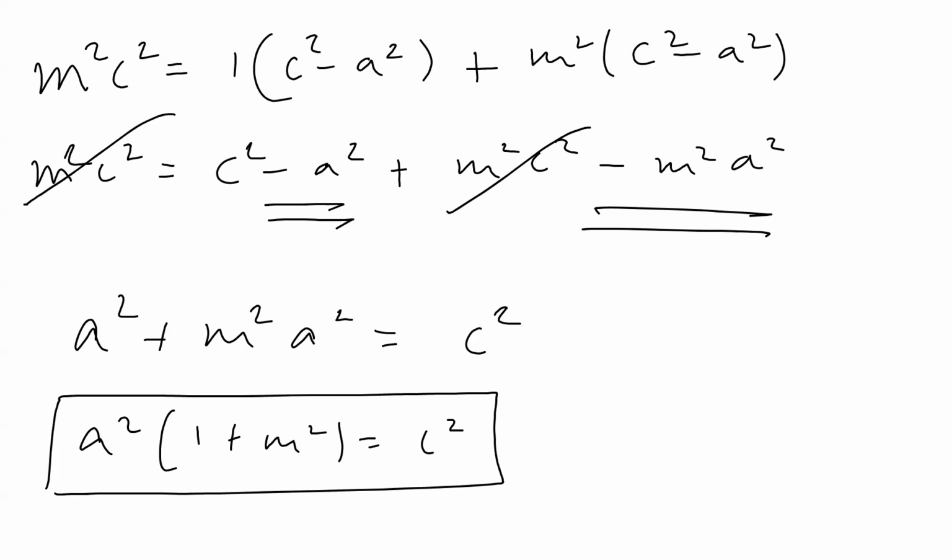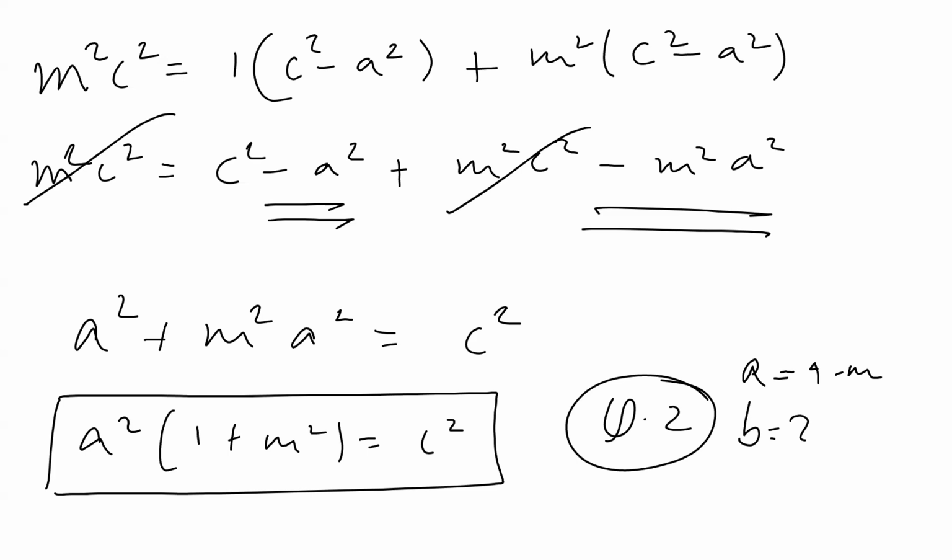Question number 2, I'll just give you the hint. Since the roots are equal, b square minus 4ac is equal to 0. Put the values of a, b, and c. A is 4 minus m, b is 2m plus 4, and c is 8m plus 1. You put it in delta equal to 0.